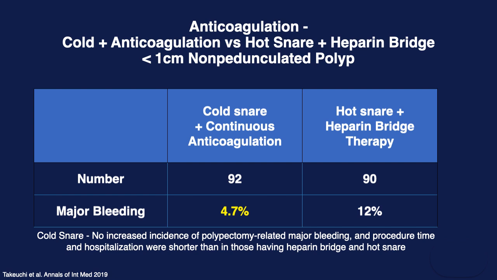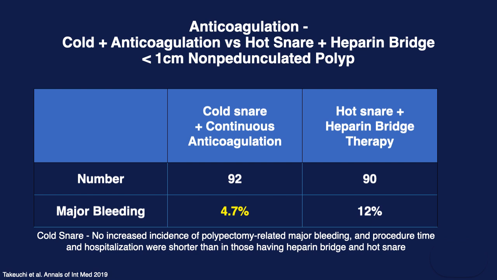So, if you have a patient who has small polyps and they are on anticoagulation with warfarin, you could safely do cold resection. That's one thing to keep in mind. If you have a patient that is on Plavix and aspirin and you want to do cold resection, you could also safely do that. You may encounter a little bit of immediate bleeding that can be controlled with clips.